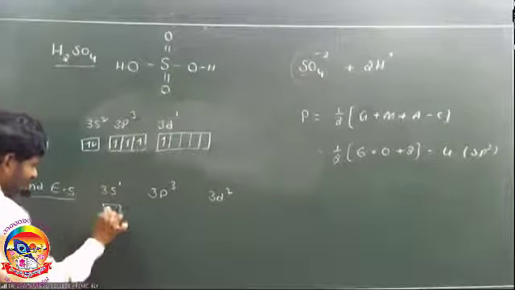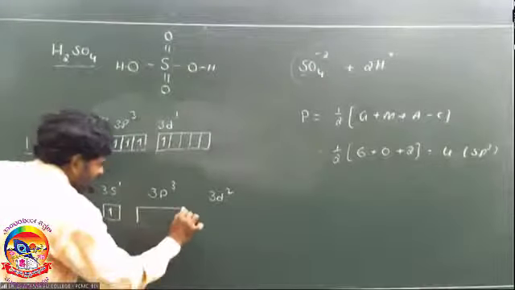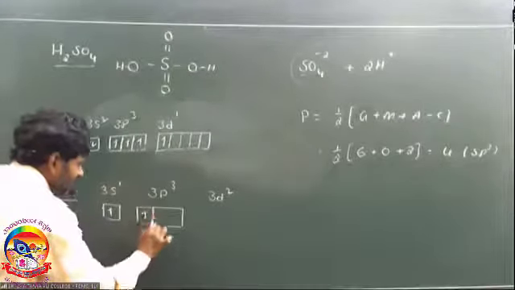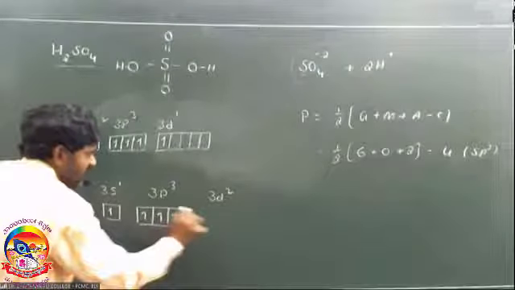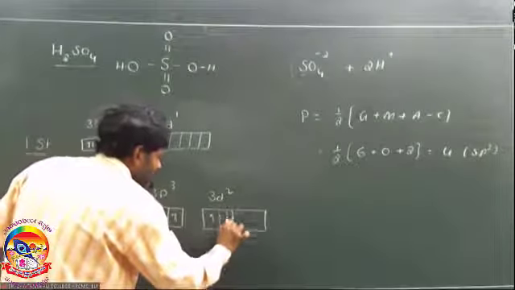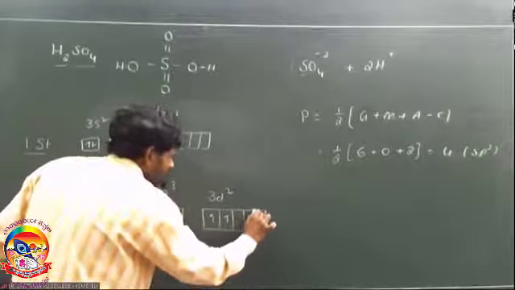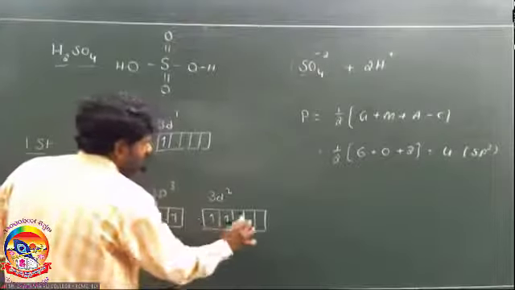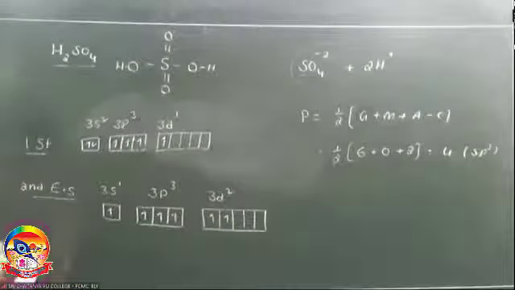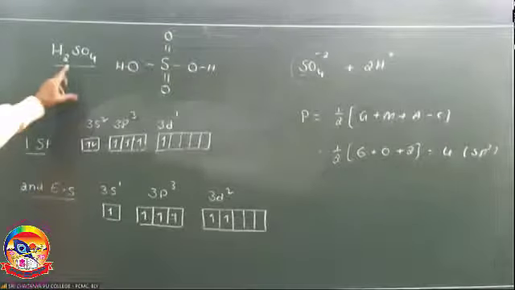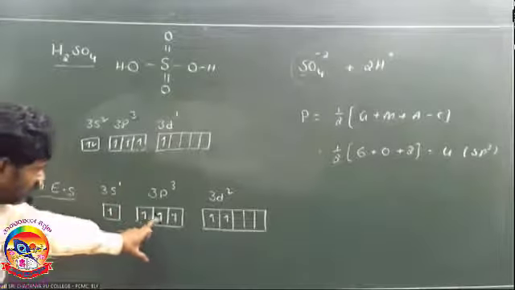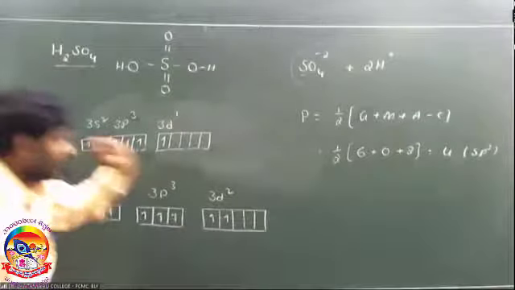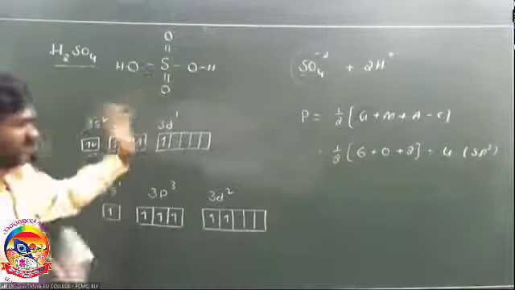So s has 1 electron, p has 3 electrons: first electron, second electron, third electron. Then the vacant orbitals. 1, 2, 3, 4, 5. So in this second excited state, how many unpaired electrons does the central atom sulfur have? 1, 2, 3, 4, 5, 6 unpaired electrons. Hence it forms 6 bonds.